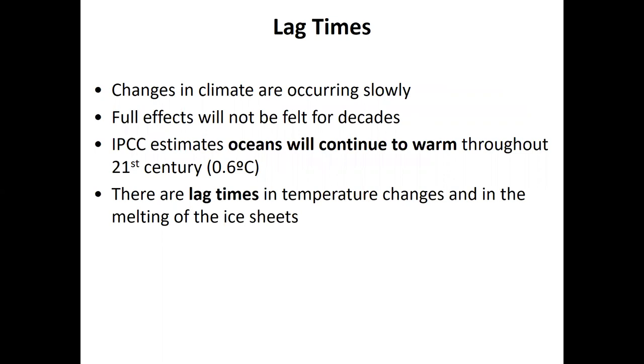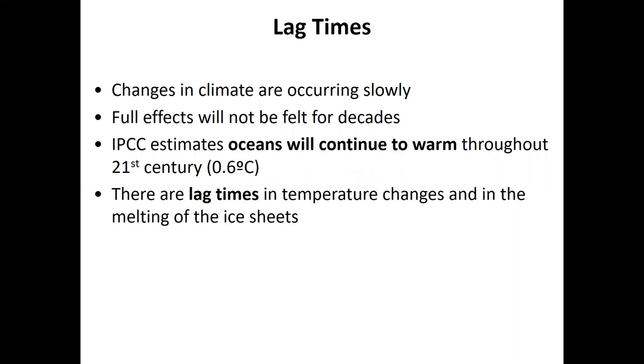And there's also lag times. So changes in the climate are occurring slowly with respect to our emissions, but the full effects will not be felt for decades. Because just like a greenhouse, the moment you build a greenhouse, you put the last piece of glass in, it's not warm inside. It takes time for the light to enter into the greenhouse, be absorbed by the surface to warm, release the heat, and the heat to accumulate and warm the inside of the greenhouse. So there's a lag time, and the IPCC estimates the oceans will continue to warm throughout the 20th century, about 0.6 degrees centigrade. There are lag times in temperature changes and in the melting of the ice sheets.